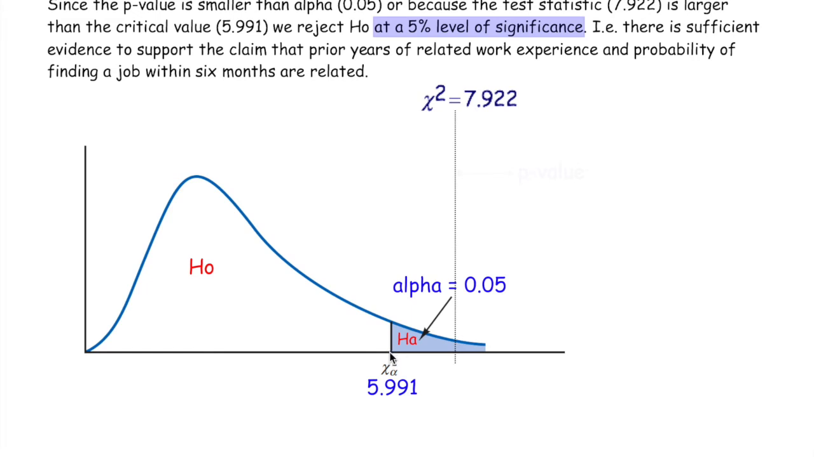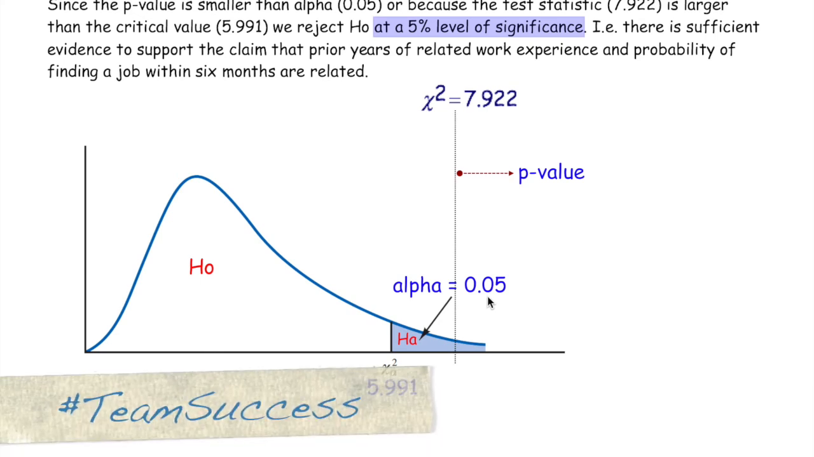The alternative is to compare alpha to the p-value. Alpha is this area that's found in the tail in our rejection zone. The p-value is the area that is found on the right of our test stat. It should be pretty obvious to us that the p-value, the area on the right of 7.922, is much smaller than alpha, which is 0.05. And so whenever the p-value is smaller than alpha, again we are going to be rejecting H0. So I hope this explanation helps.